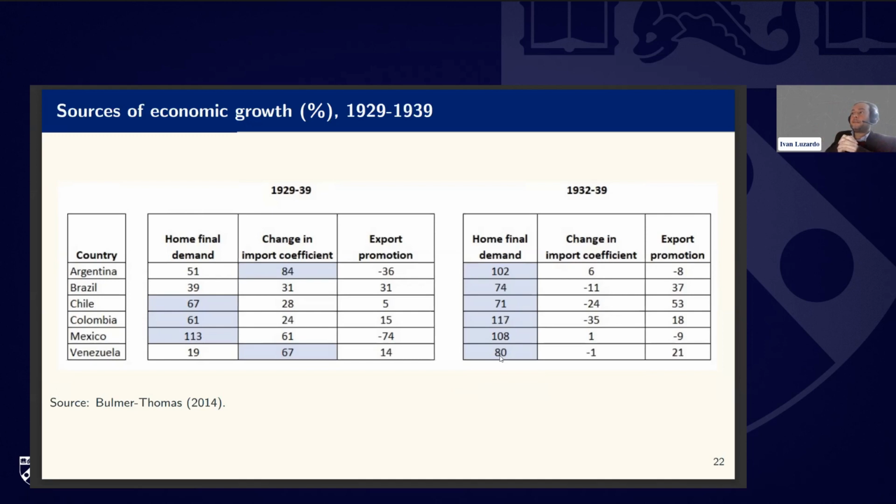This is what this table did. Basically, we can decompose the sources of economic growth into three main sources: in the internal sector, the home final demand; the reduction in imports, so the change in the import coefficient; and the rise of the export sector. We can call this export promotion. And what is interesting here is that in the 1930s, the main source of economic growth is the internal markets. So economies in Latin America were able to overcome the depression because they saw an expansion of the internal markets.